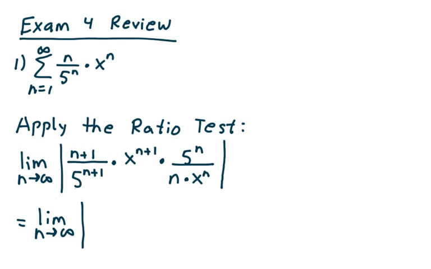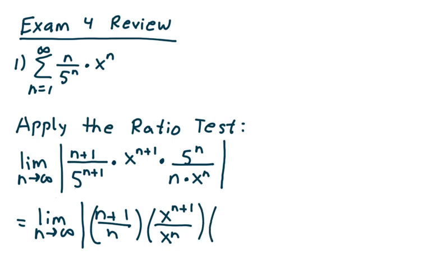Now I'm going to write this in a very systematic way. I'm going to write this as n plus 1 divided by n times x to the n plus 1 divided by x to the n times, and then I have 5 to the n over 5 to the n plus 1, like so.